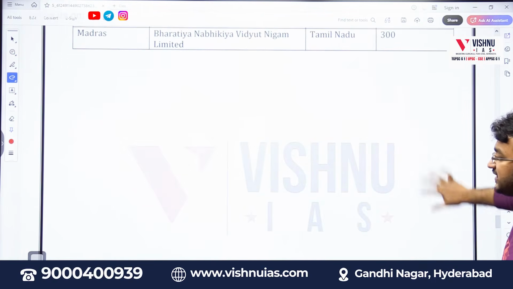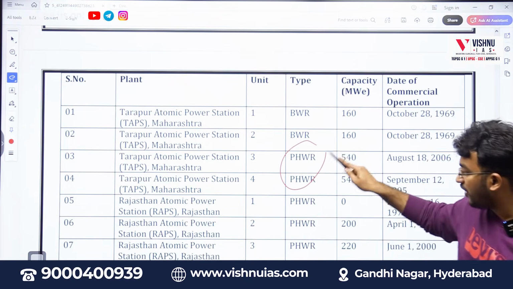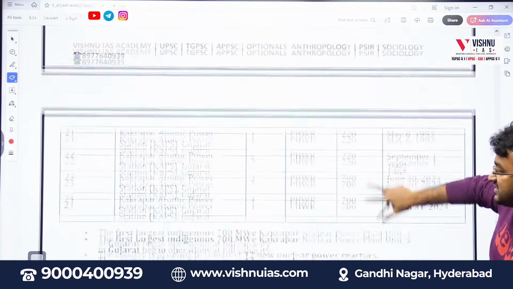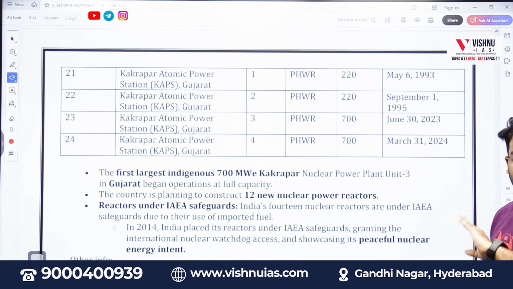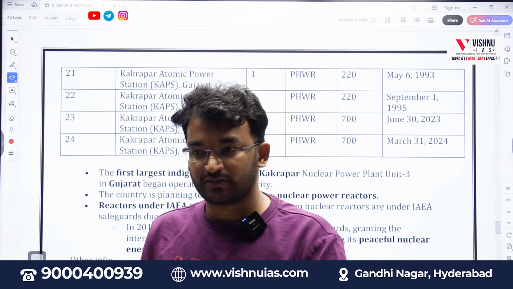Now the thing which I told that India utilizes only pressurized heavy water reactor. See, these are the 25 nuclear power plants. Mostly all of them are pressurized heavy water reactors, except for everything other nuclear power plant in India are pressurized heavy water reactors. That means we are using the uranium without any enrichment. అర్థమైందా?